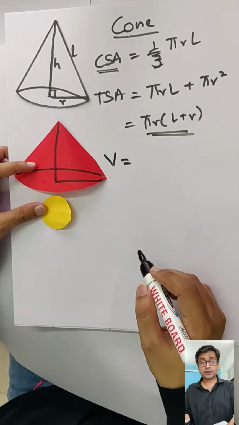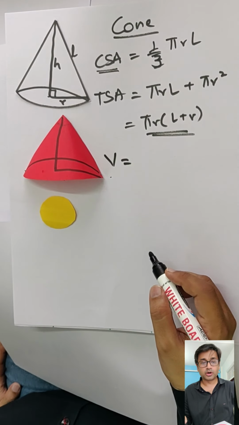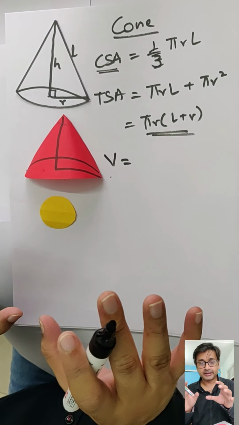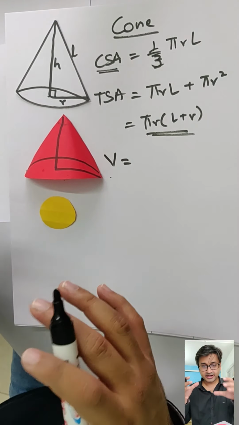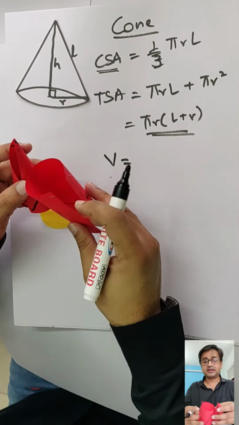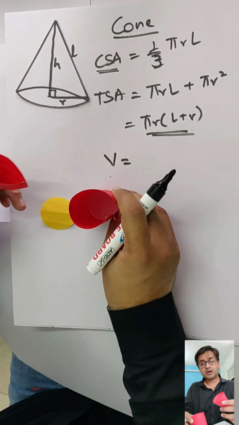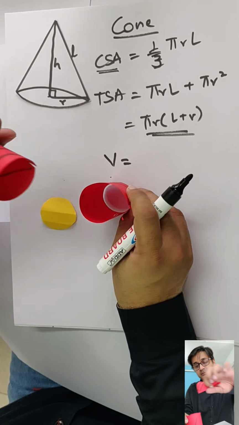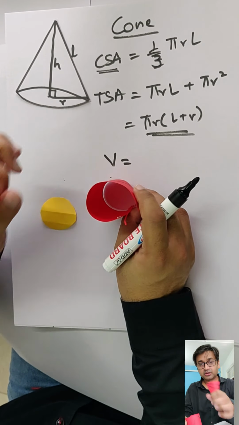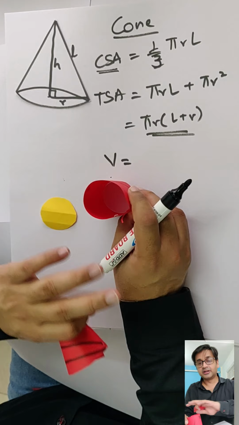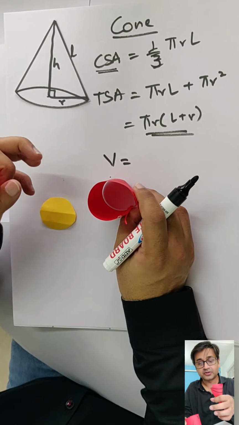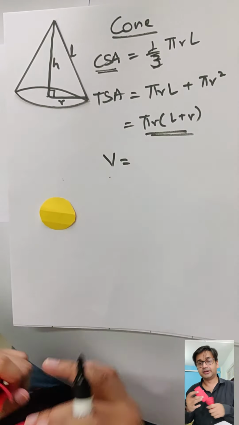Now the volume. There is a beautiful video, and if you want, you can go on Google and check it. In that video, they take a cylinder and a cone of the same height and same radius. Then they take water in this cone and pour it in the cylinder once, a second time, and the third time, the cylinder gets completely filled. So what is the connection for volume? 3 times the cone is 1 time the cylinder.